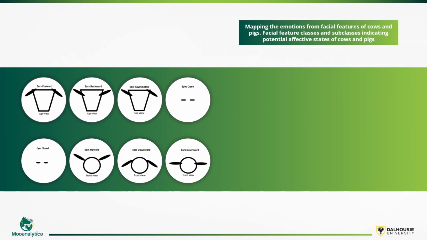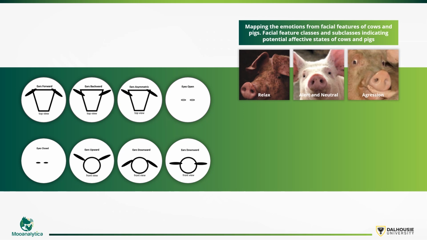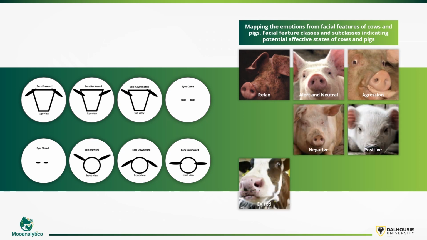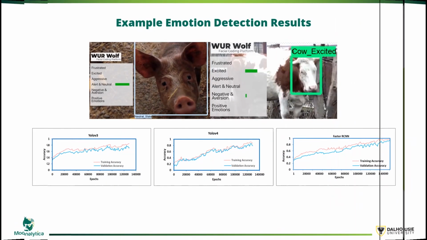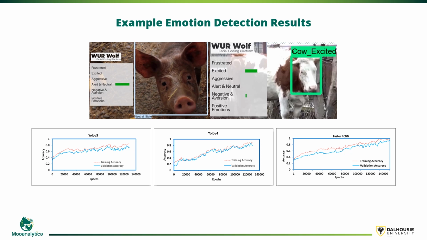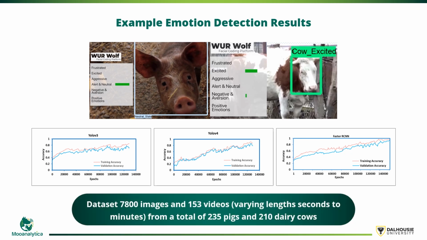Just a small framework here. We were able to show about 13 different emotions: relaxed, alert, neutral, aggression, positive, negative, excited, and so on. We can see some of these, how the eyes are open, symmetric, asymmetric, forward, backward, eyes upward, and so on. Again, the data is not big, only 153 videos and 7,800 images for the Phase 1 study, just to see how much accuracy it can give.